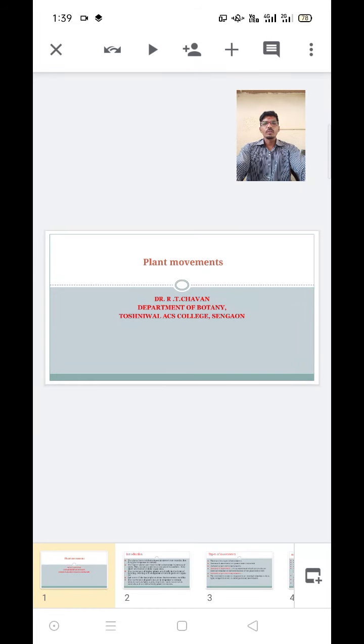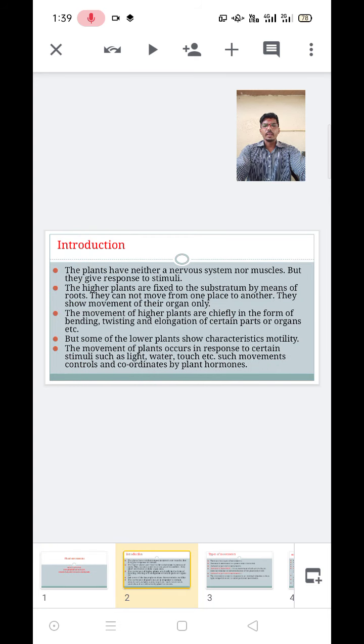Hello friends, good afternoon. Today we see plant movement. It is the next topic of plant physiology. How does plant movement take place? Firstly, we see the introduction part of plant movement. What is plant movement?